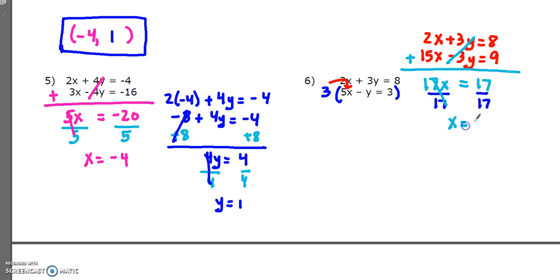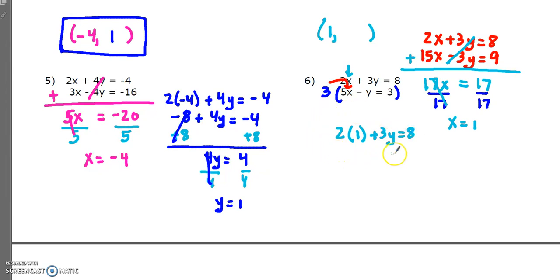And so my x is going to equal 1. So for my x value, we'll have 1. Now we have to do some substituting to figure out the y. So I'm going to take my x value of 1 and replace it in this x. Again, it doesn't matter which equation I use. I will just take the top one though. So I'm going to say 2 times 1 plus 3y equals 8.